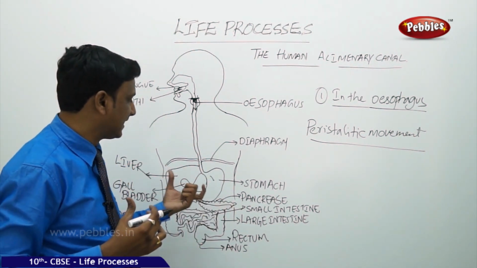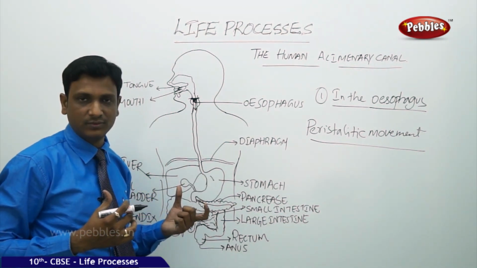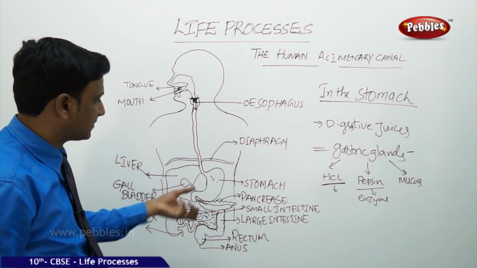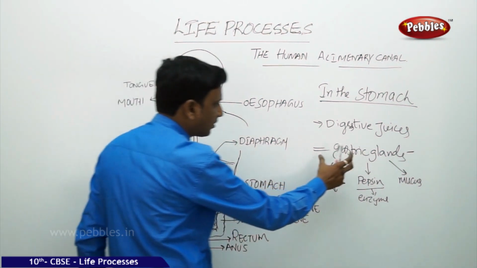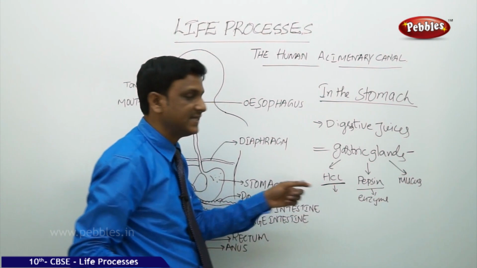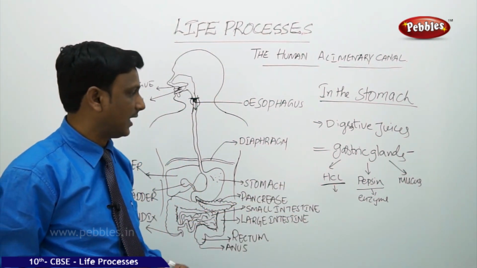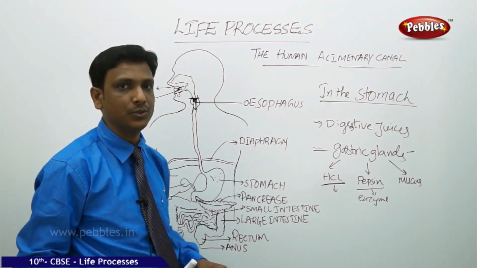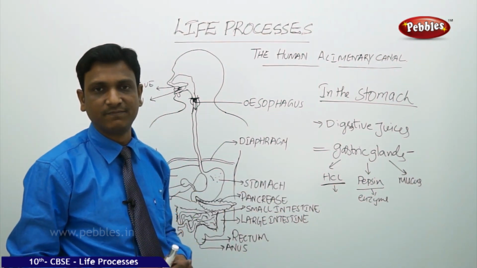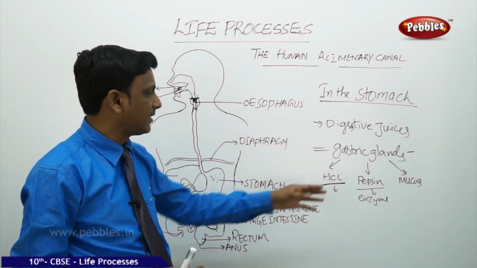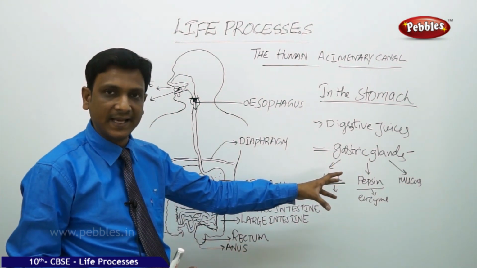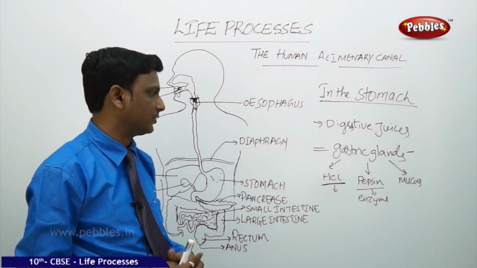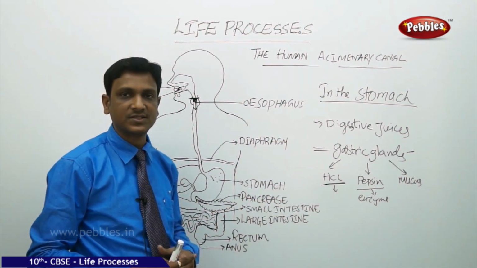What does it do chemically? The walls of the stomach consist of gastric glands which secrete HCl, hydrochloric acid, pepsin, an enzyme, and mucus. What does this HCl do? It helps in the digestion of proteins. At the same time, pepsin, an enzyme, helps in the digestion of proteins. It converts the proteins into peptones.